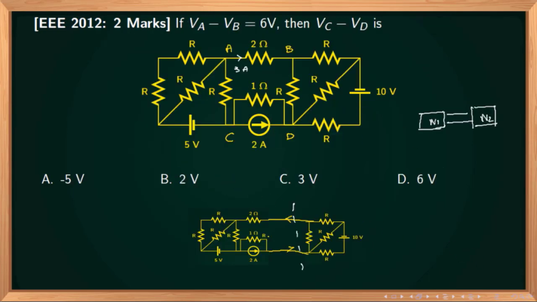If VA minus VB is 6 volts, then VC minus VD is, VA minus VB is 6 volts. I need to find VC minus VD. Now I do not know the values of these resistance values. But the thing is, VA minus VB is 6, which means that this current must be 3 amperes, right? Because 6 divided by 2 is 3 amperes. So 3 amperes flows in this direction.